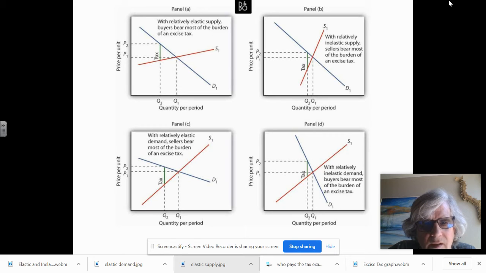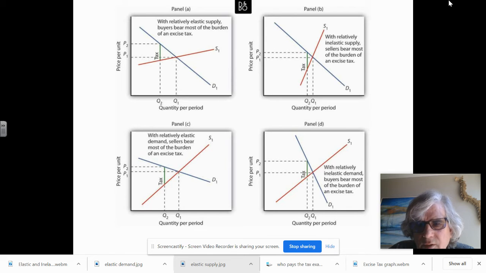In C, with relatively elastic demand, sellers bear most of the burden of the tax. Look at that. The elastic demand is more elastic than the supply. So in this case, the sellers bear the burden of the tax and the buyers get out of most of it. So the sellers pay more than the buyer. And then in D, with relatively inelastic demand, so you've got a very steep demand curve, and then the supply curve is relatively elastic. In this case, the buyers pay most of the tax.